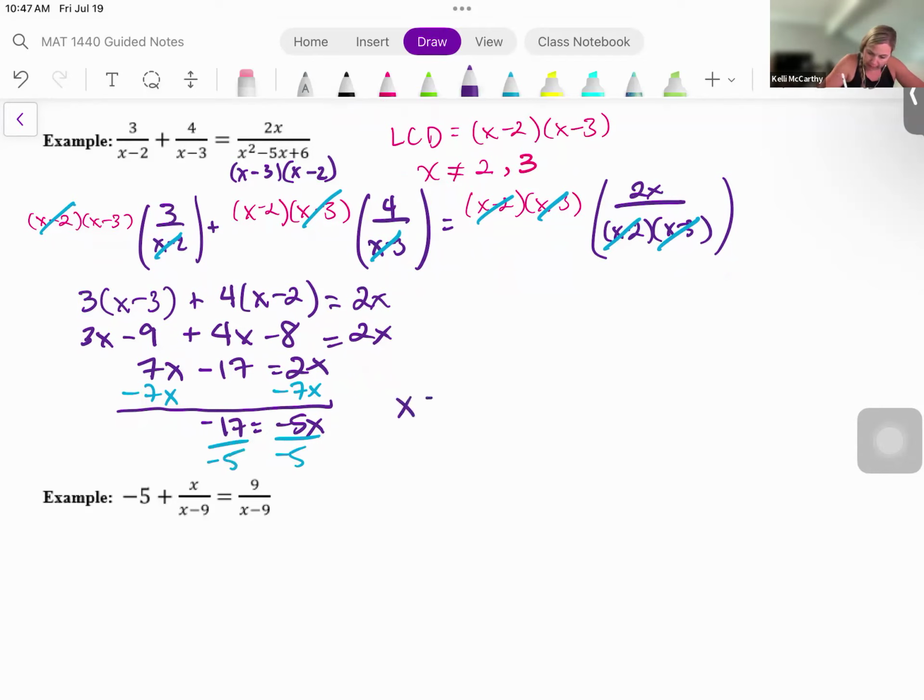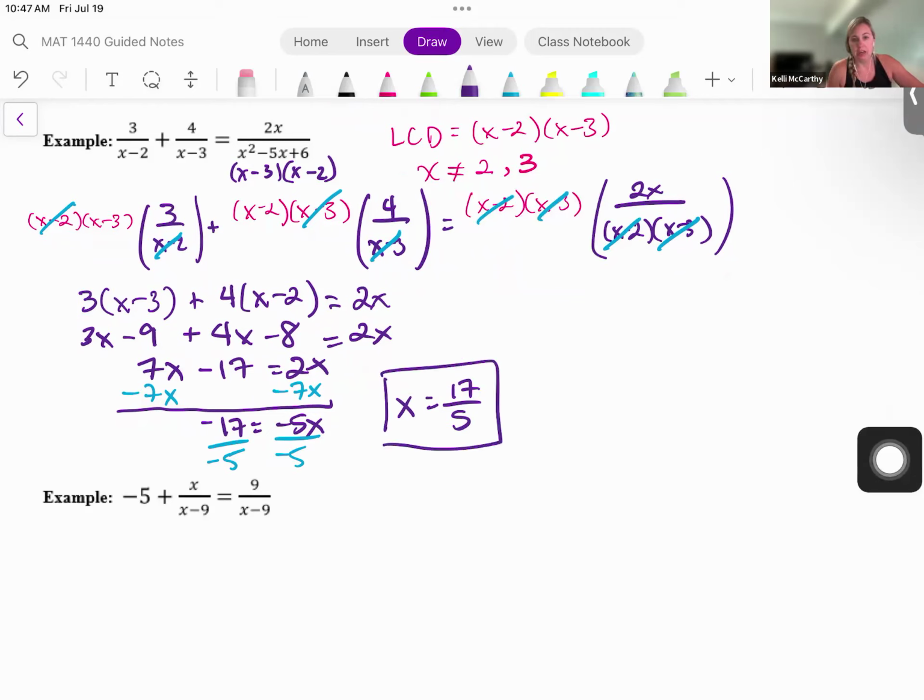We get that x is equal to positive 17 over 5, which, checking against my restrictions 2 and 3, is not either one of those restrictions, so we're going to assume that solution is correct. We could plug that back into the original to check it, but what we're really making sure is that our solution isn't one of those original restrictions.